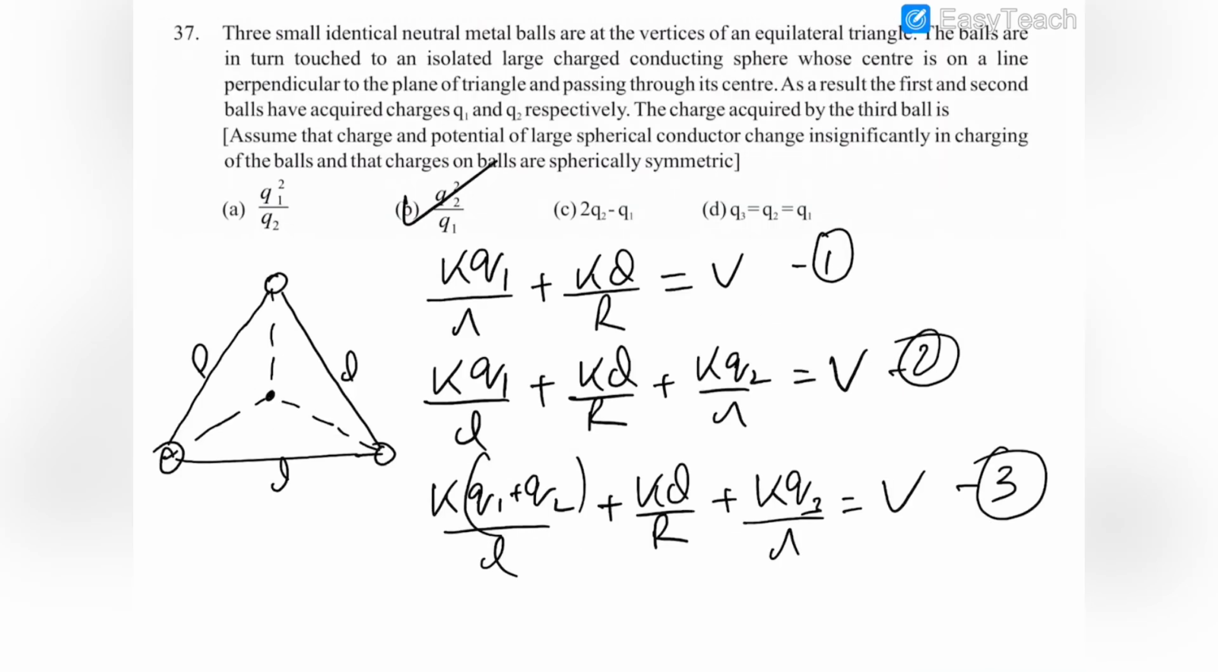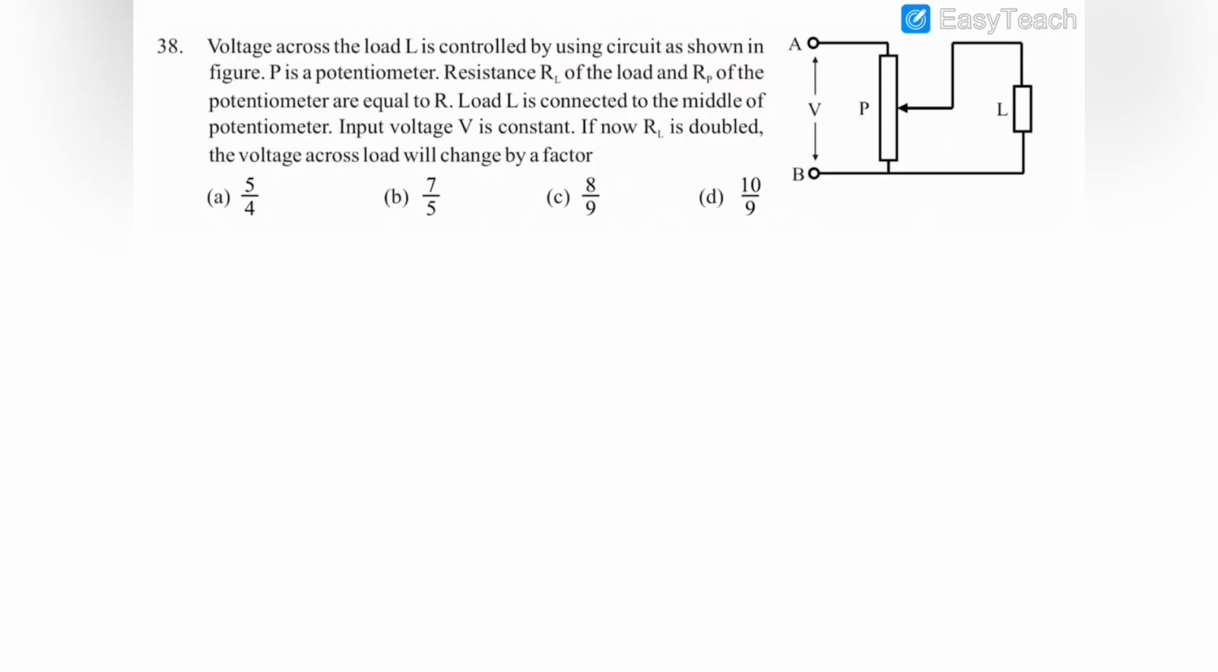Okay, now we move on to the next question. In this question, you can see that this is a potentiometer circuit and this is a load resistance. Initially it is given that the complete resistance of this potentiometer is equal to the load resistance, and they both are equal to R. Now it is mentioned in the question that if we suddenly double this load resistance, then what will be the effect on the voltage across this load.